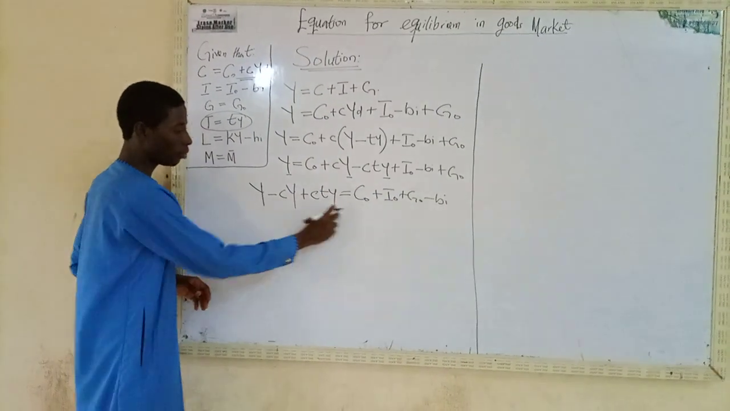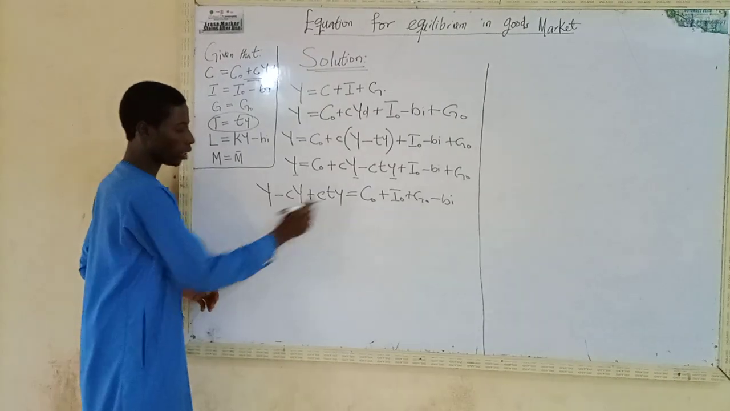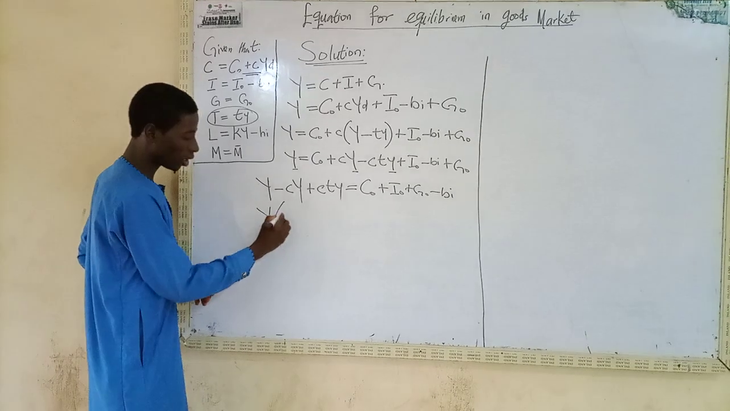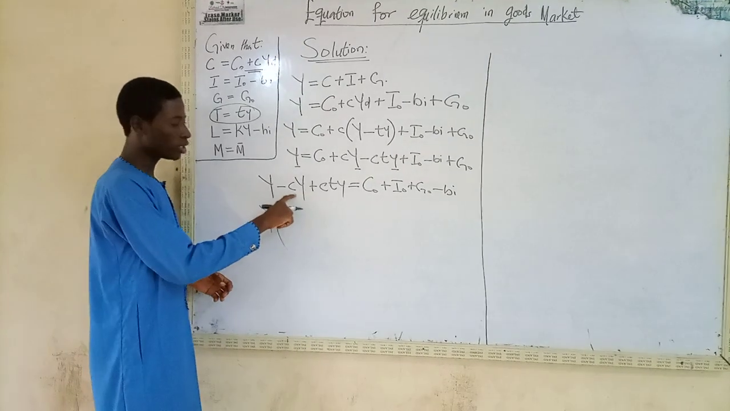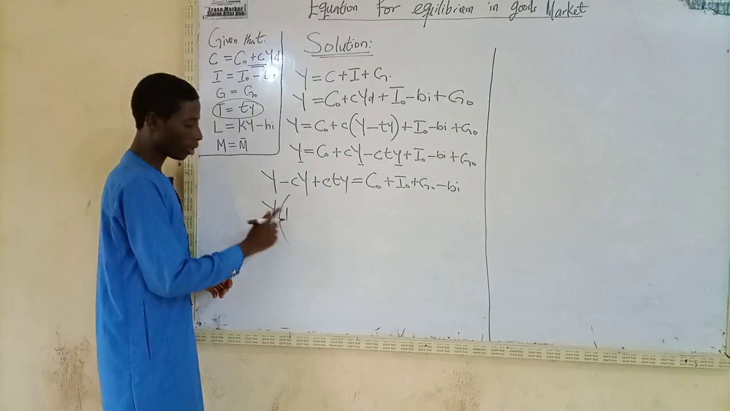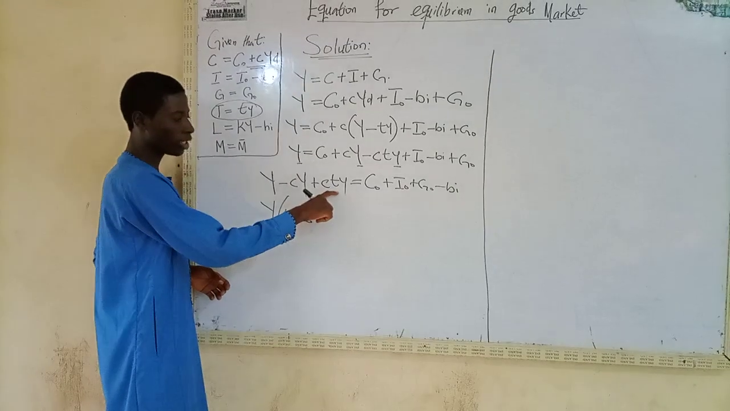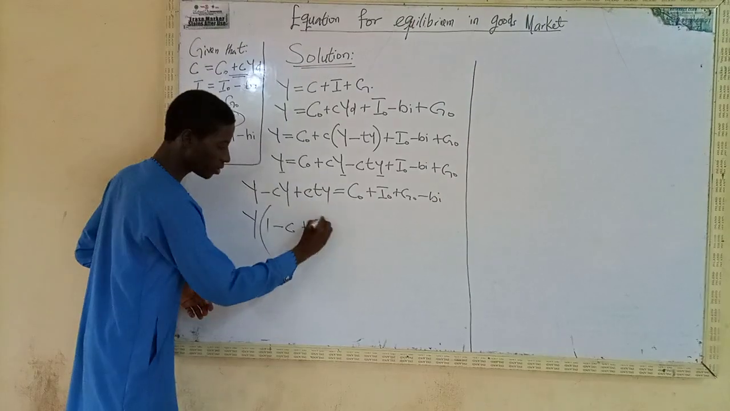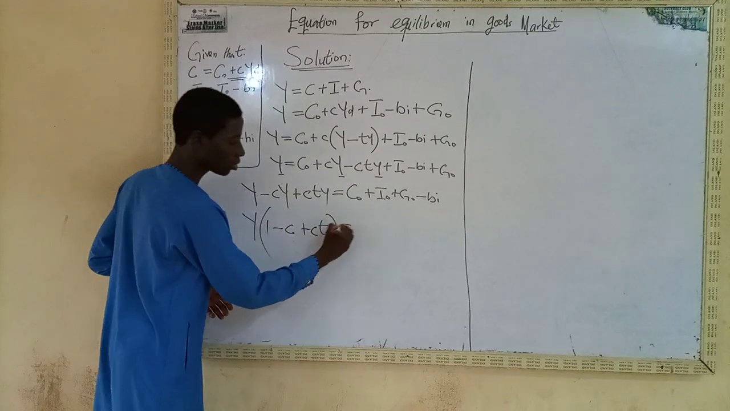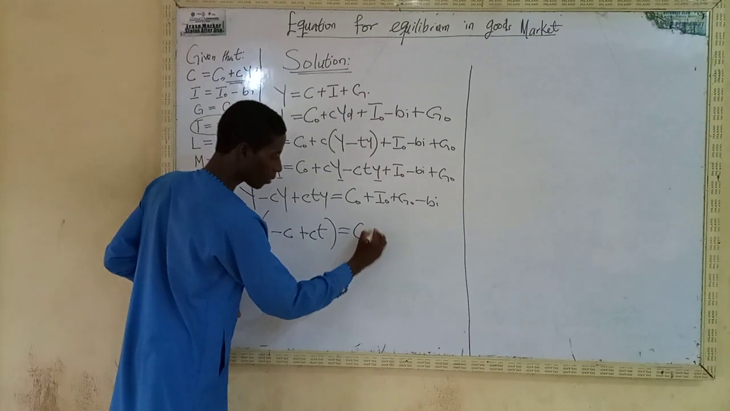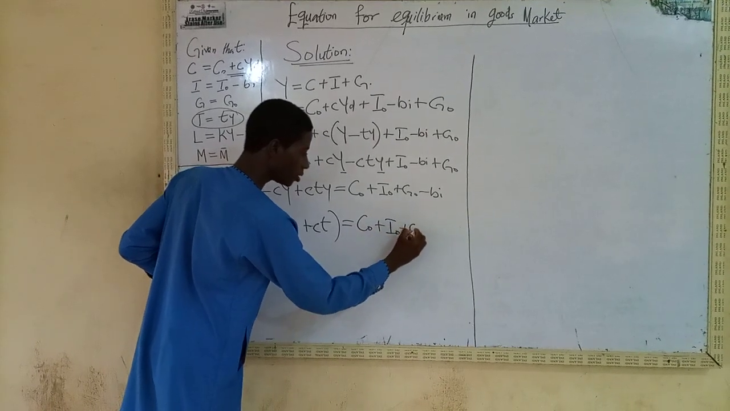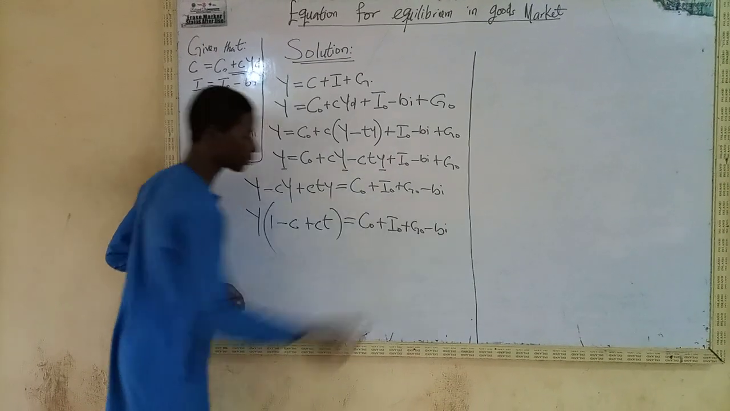Now we have Y here, and we can factorize by bringing Y outside. Y divided by Y, we have 1 inside. The other one, minus cY divided by Y, we have minus c. And on the other side, ctY divided by Y, we have plus ct. We bracket it, and it is equal to C0 plus I0 plus G0 minus bi.